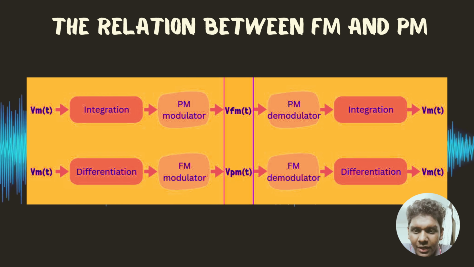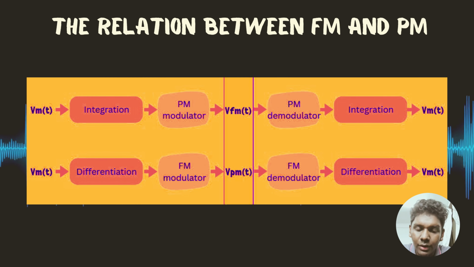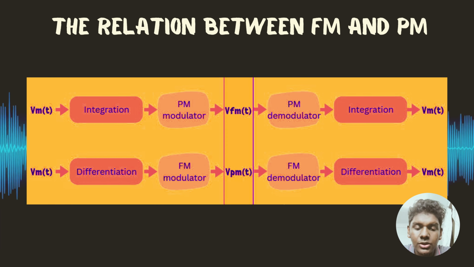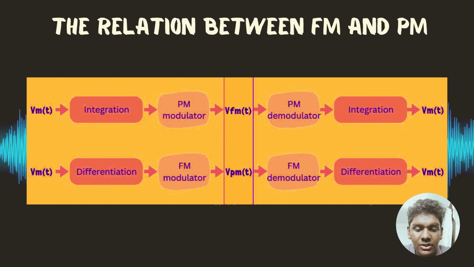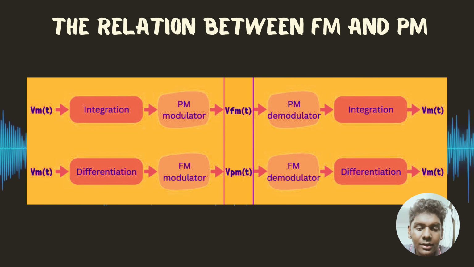For the relation between FM and PM, to obtain VFM(t), the information signal should be integrated first and go through a PM modulator. Meanwhile, to obtain VPM(t), the information signal should be differentiated and go through an FM modulator. On the other hand, to recover the information signal, the VFM should go through a PM demodulator and be integrated. Meanwhile, the VPM should go through an FM demodulator and be differentiated to get the information signal. Therefore, we can conclude that an analog system consists of a modulator, a demodulator, and the transmission medium.